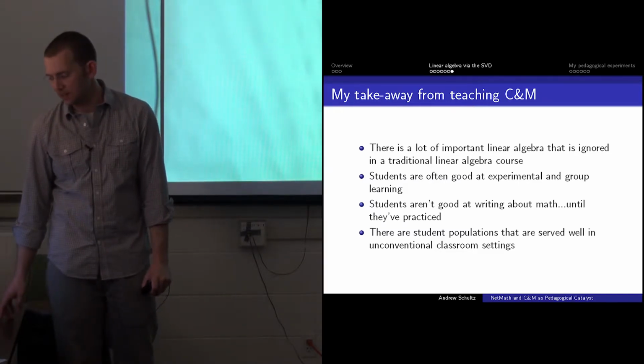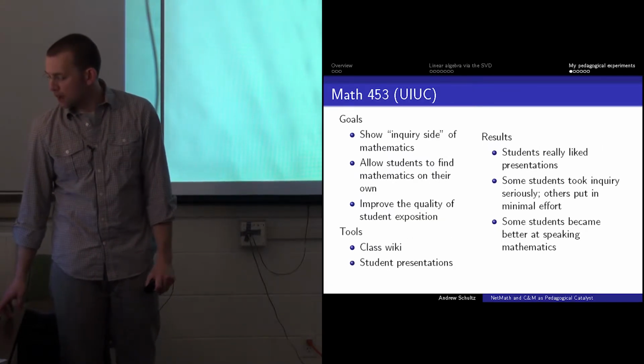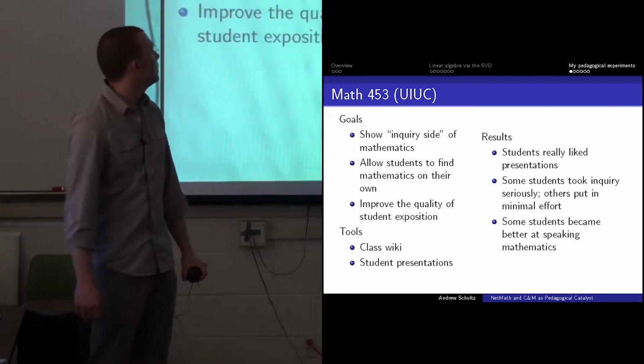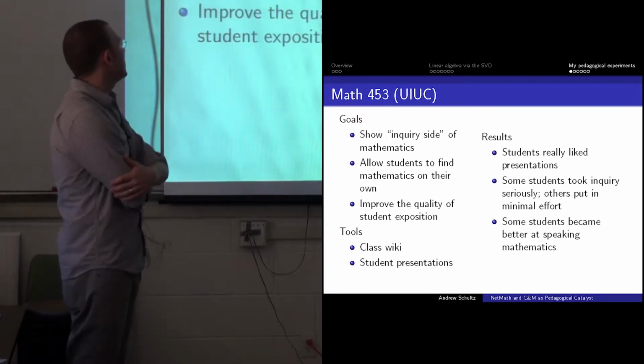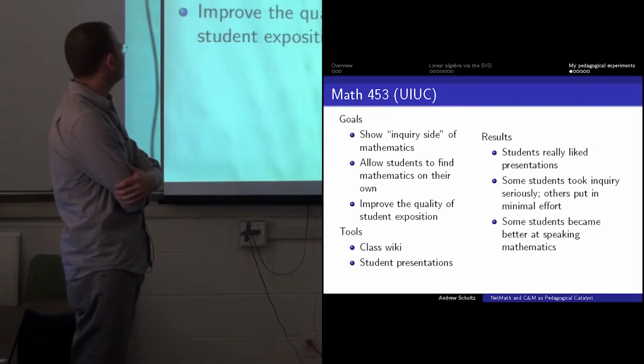Again, none of these ideas are really unique to me. So I taught 453 here, elementary number theory, and I had a few goals when I taught it.